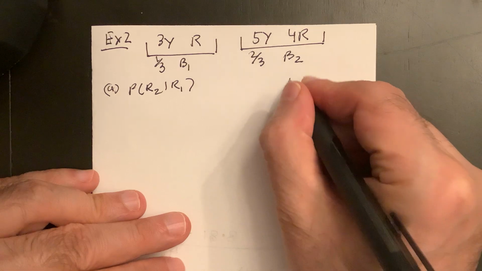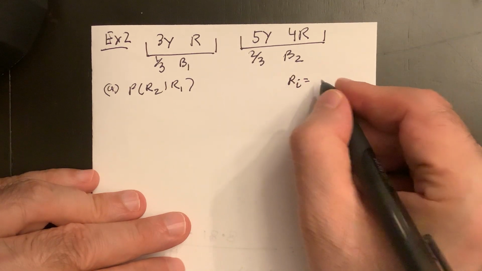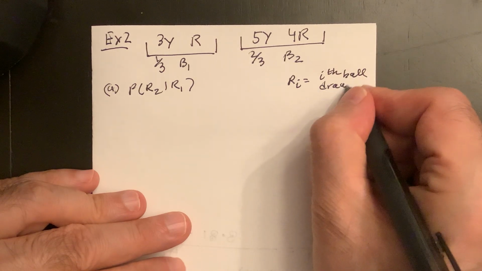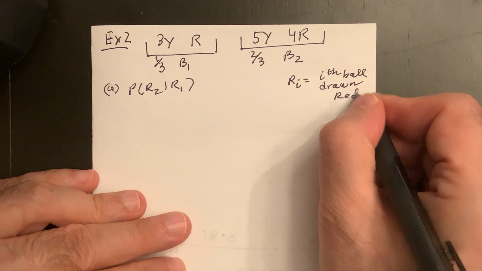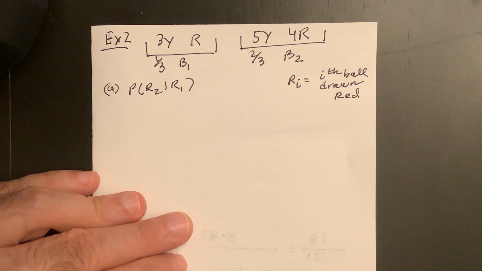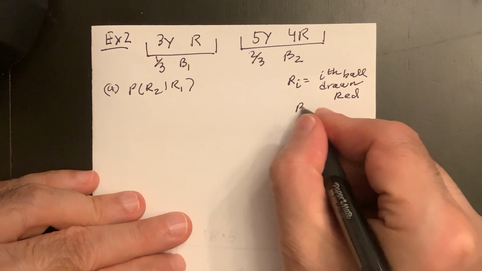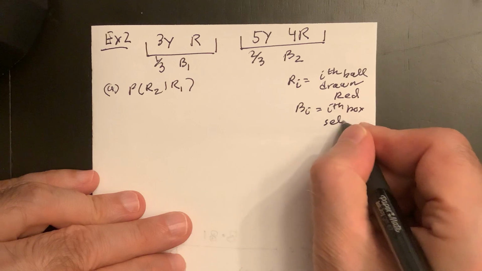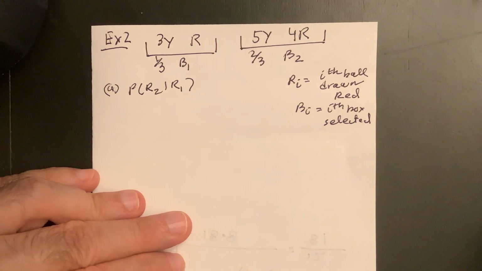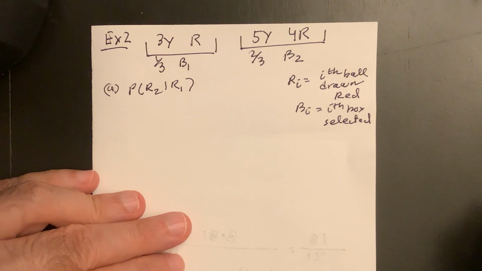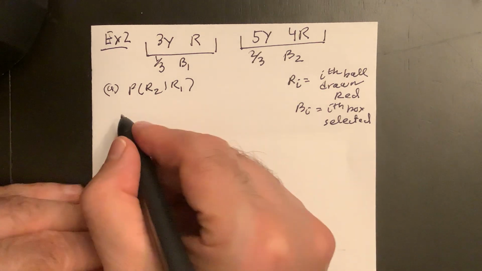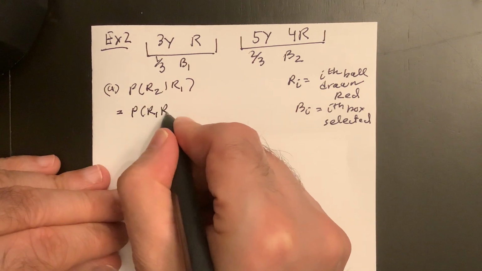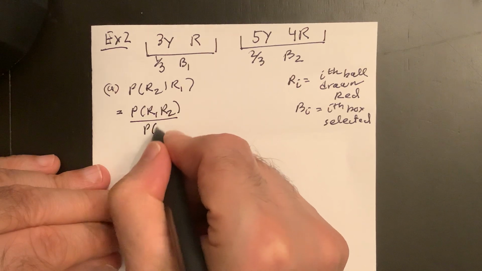Okay, so let Ri equal the ith ball drawn is red. Okay, and let Bi be the ith box selected. Okay, so how do we do this? So we'll just unroll the definition here. So we just write P(R1 R2) over P(R1).